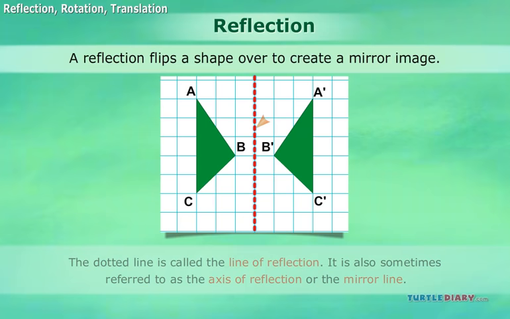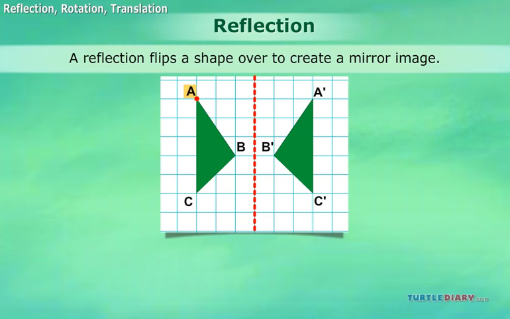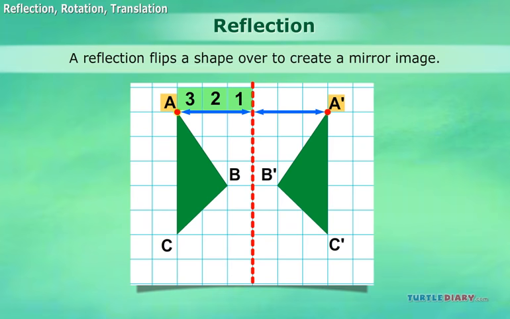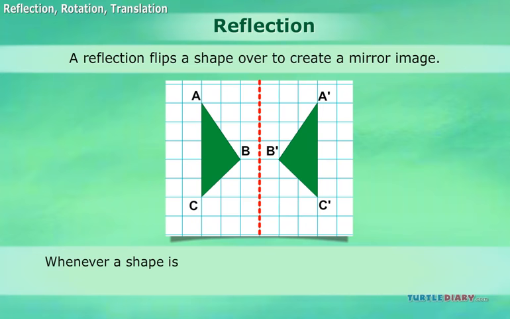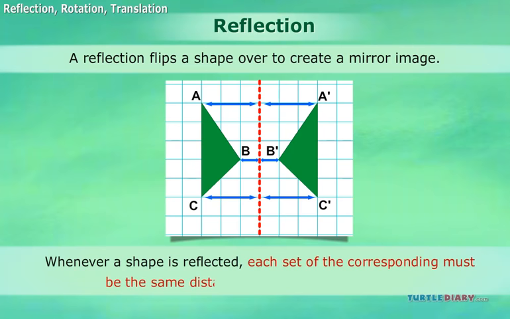Can you see how the original point A and the new point A are the exact same distance, 3 units, from the line of reflection? The same is true for point B, 1 unit away, and point C, 3 units away. Whenever a shape is reflected, each set of corresponding points must be the same distance from the line of reflection.